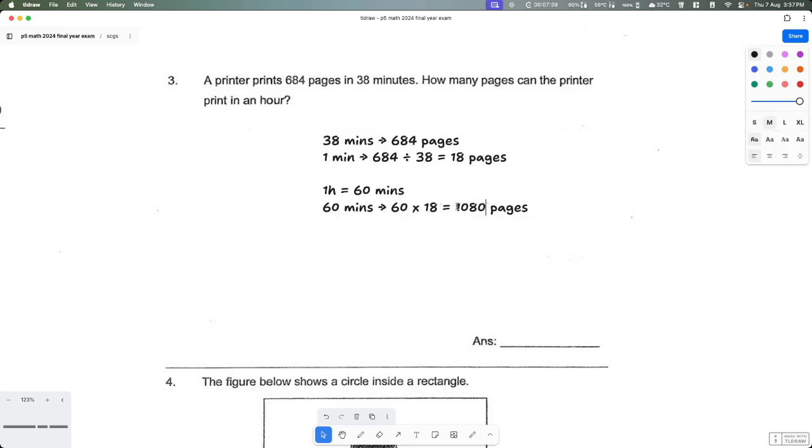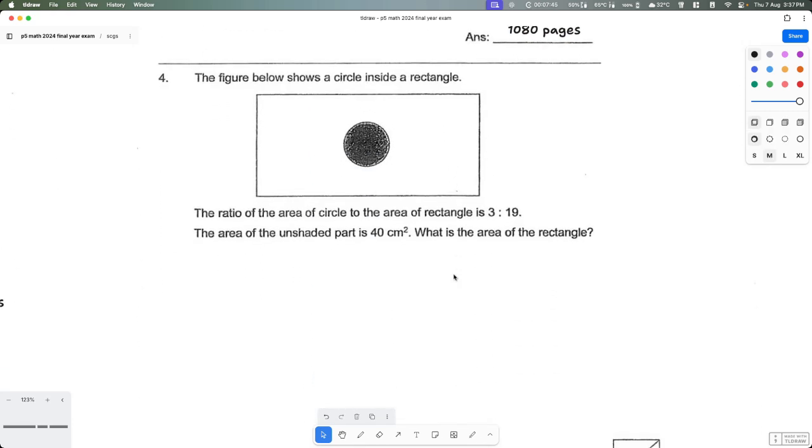So there you go. The answer is 180 pages in this case. All right, let's move on to the next question.